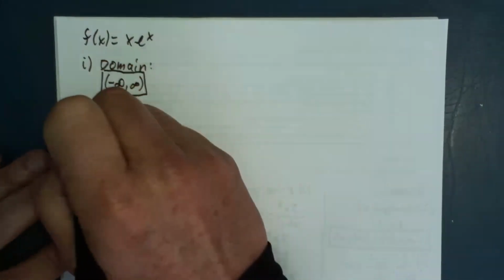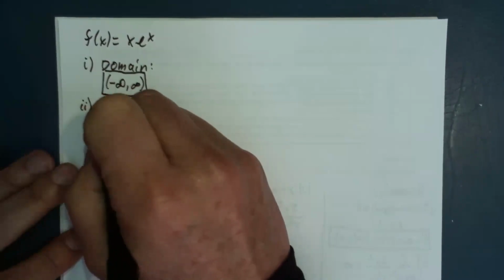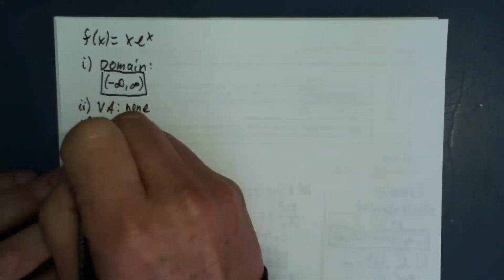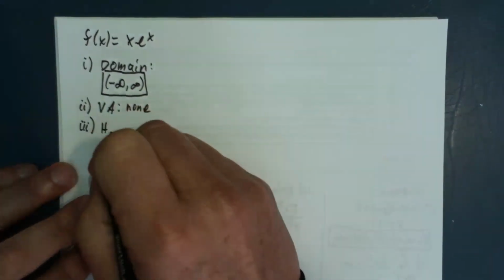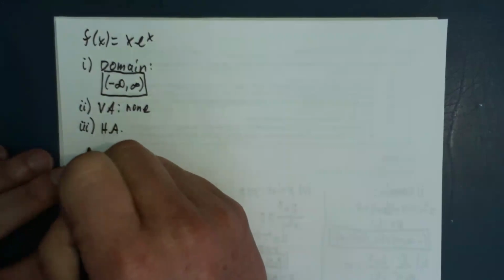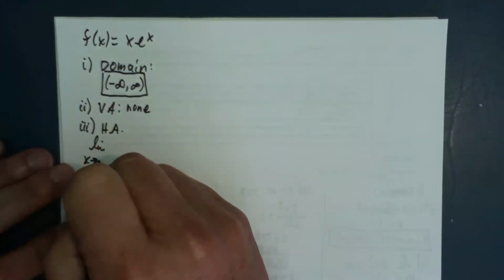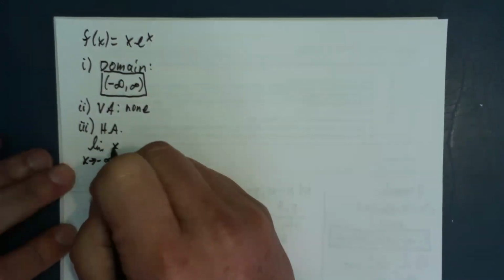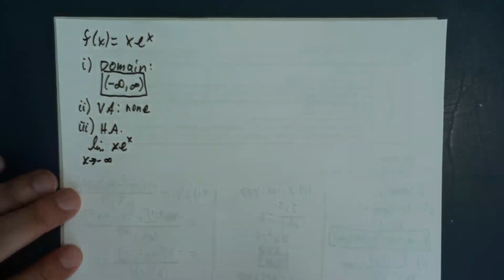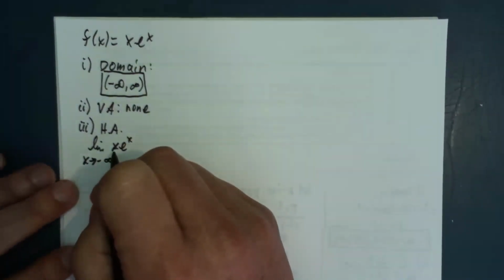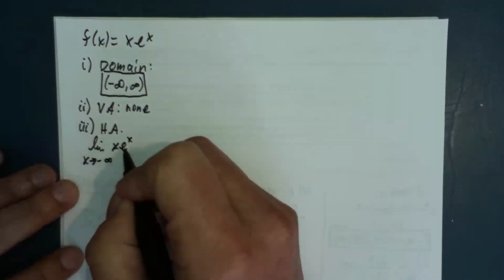Next step, vertical asymptote. And again, we're not dividing by 0 anywhere, so there is none. Horizontal asymptote. So we do have a horizontal asymptote. Our y value, well, let's just take the limit. We'll start by going to negative infinity. Well, this is going to be going off to negative infinity, and that's going to be going off to 0.